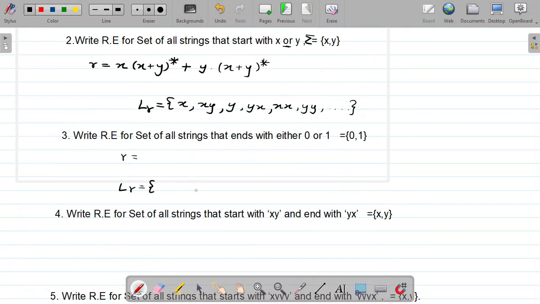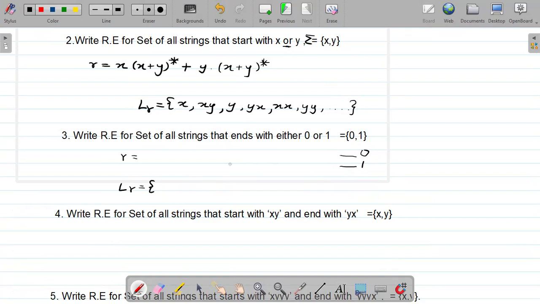So third question is set of all strings that end with either 0 or 1. So here it is ending. Earlier it was starting. So if we see something is present, then it ends with 0. Something is present, then it ends with 1. Certain string is present, or it can also be blank.